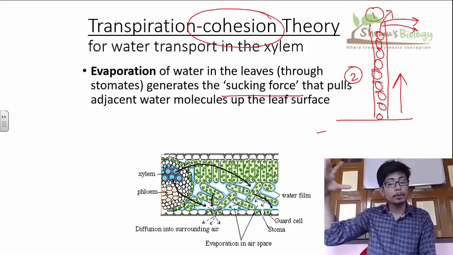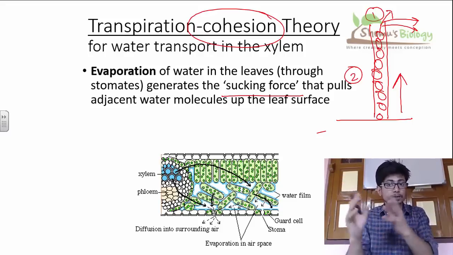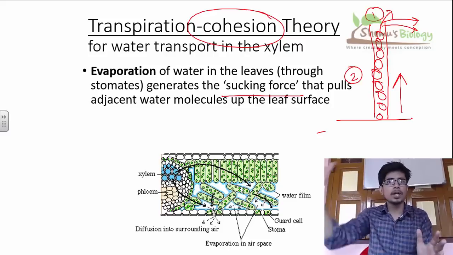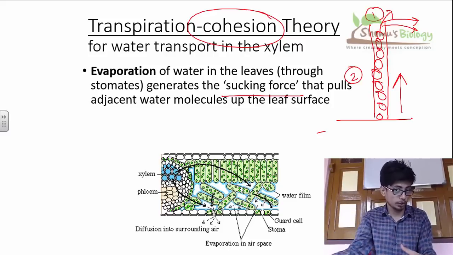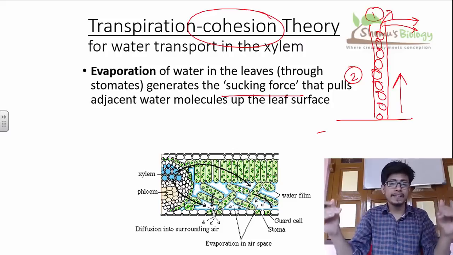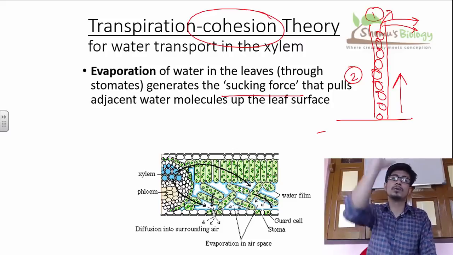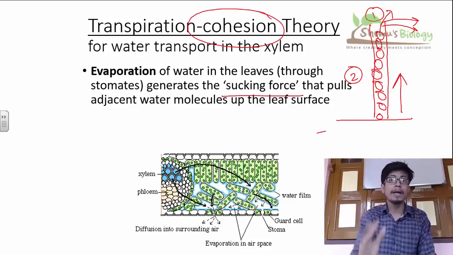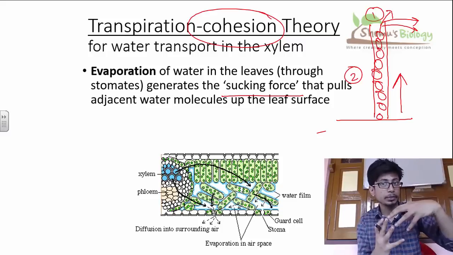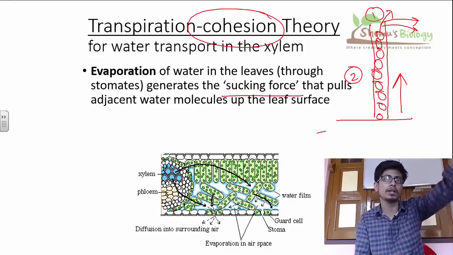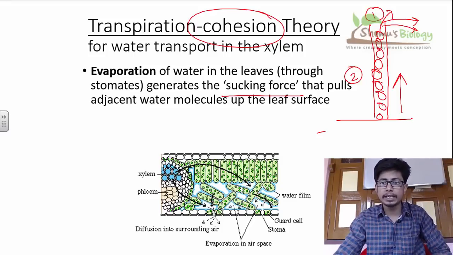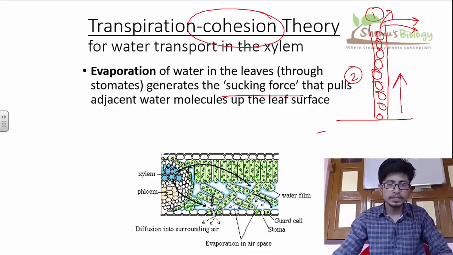Same thing here, evaporation creates the force. As the water is leaving, it creates a sucking force, and that force causes the water molecules to move in the forward direction, towards the top. And as water molecules are attached with one another, a series of water molecules behaving like a column will move towards the top. Okay, that's the idea.